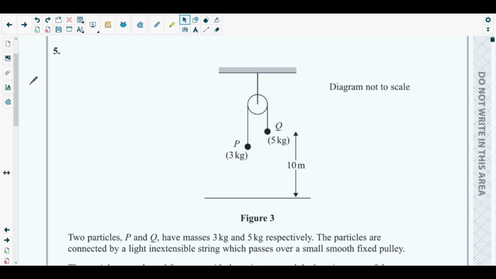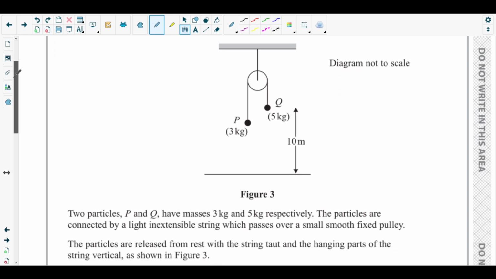Basically, the concepts behind question number 5 are from connected particles and something related to pulleys. These concepts are discussed in chapter number 4, that is dynamics of a particle moving in a straight line. In order to solve this question, you should have practiced sufficient questions from chapter number 4 of your Mechanics 1 textbook. So let's get started with question number 5.